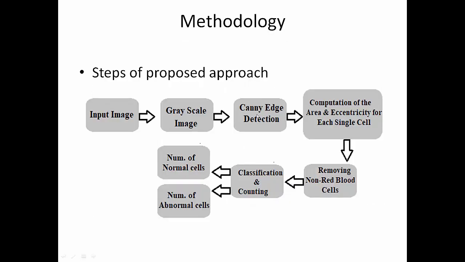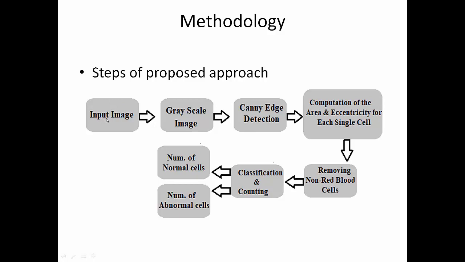So basically, first we need to go through the steps. This is the pipeline of the proposed approach: input image, grayscale, and Canny edge detection. Then we calculate the area and eccentricity for each cell. We remove the non-blood cells, then we classify and count. Then we get the number of normal blood cells and the number of abnormal red blood cells. So we will explain in detail step by step.